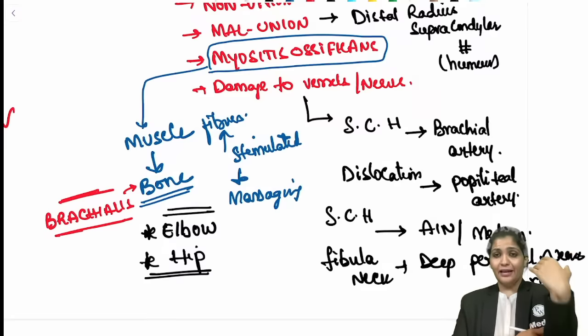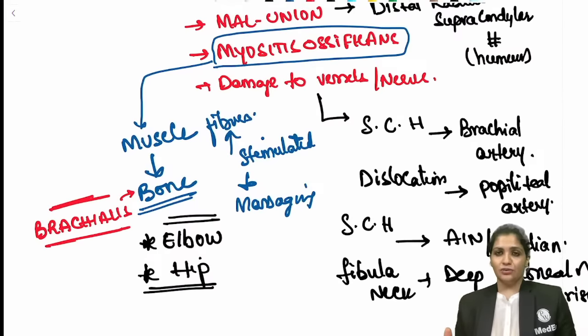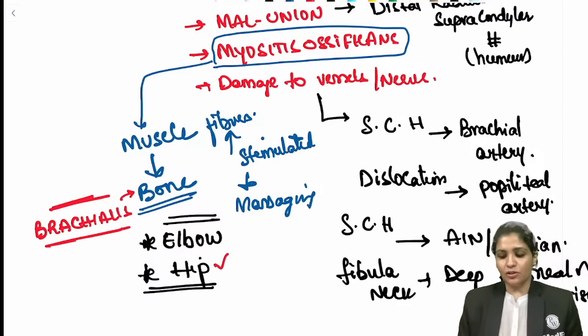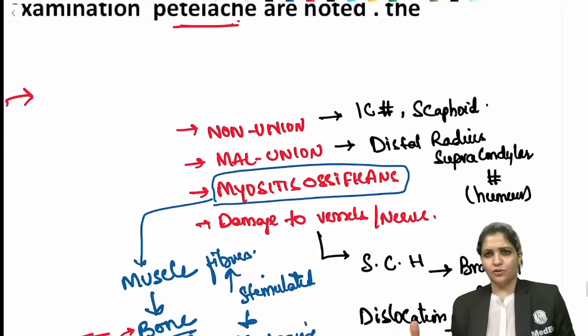So it cannot flex, right? This will result in a flexion deformity of the elbow. Then you have to remove that myositis ossificans, whatever bone is obstructing the movement, by surgery. Similarly, the hip is also involved. In the hip joint, it is the gluteus muscles which get ossified, right? So these are some of the important complications of the fracture.